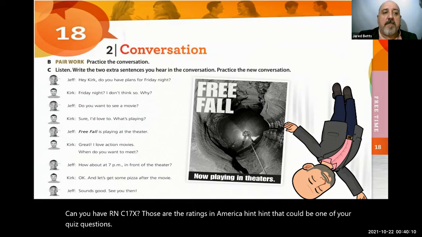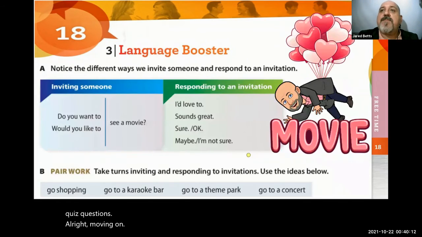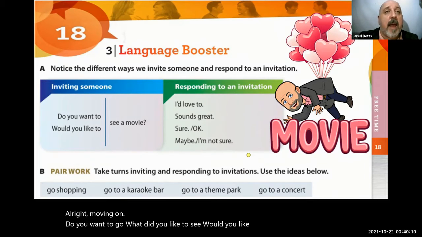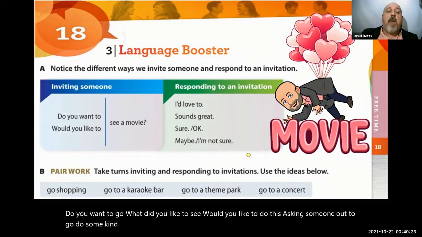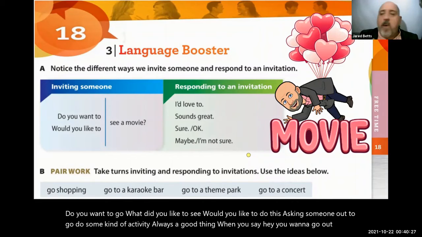All right, moving on. Now, do you want to go? What would you like to see? Would you like to do this? Asking someone out to go do some kind of activity, always a good thing. When you say, hey, do you want to go out and have some dinner? Hey, you want to go do this?